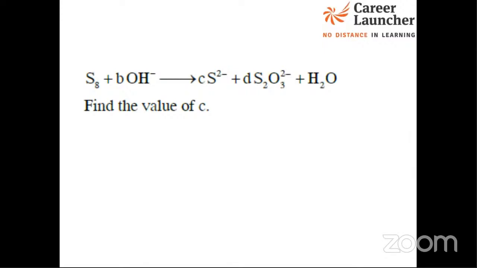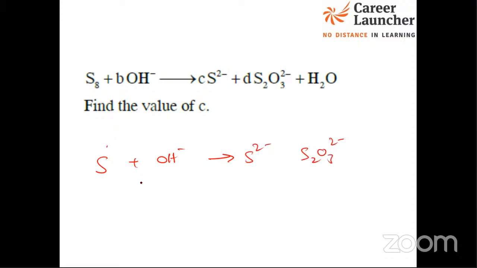S8 plus OH minus gives C S2 minus plus D S2O3 2 minus. Find the value of C. So it is balancing, again redox reactions. How to balance a chemical reaction? By using oxidation numbers, since there is oxidation and reduction. First, if you observe, sulfur is getting oxidized and sulfur is getting reduced. S plus OH minus becomes S2 minus and S2O3 2 minus.